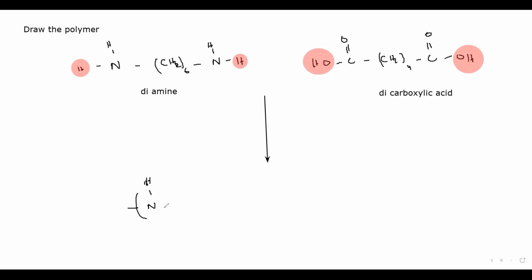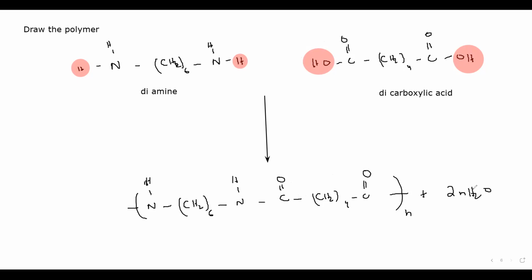So NH is there. Then you have the CH2 bracket 6, meaning 6 carbon atoms are there. Then NH, with this H and OH removed. So you have C double bonded with O, and then CH2 bracket 4, C double bonded with O, and OH is removed. So put a bracket n, plus how many water molecules are there? 2n H2O. So the carboxylic acid, when reacting with the amine, loses both its OH to react, and the amine will lose its H to form a condensation polymer, which we call nylon. So this is nylon and it has an amide or peptide linkage. Is it clear? This is how we draw the structure of a synthetic polymer.